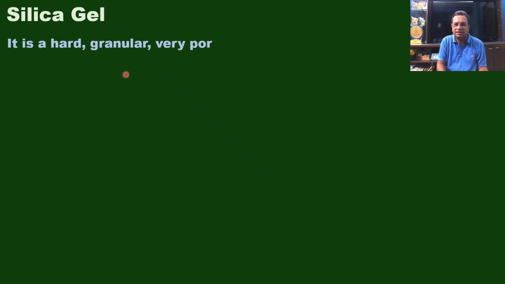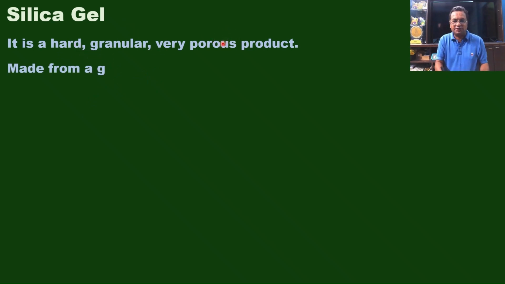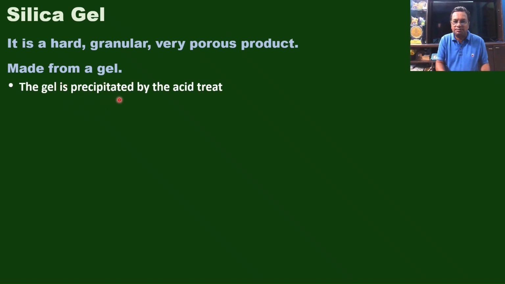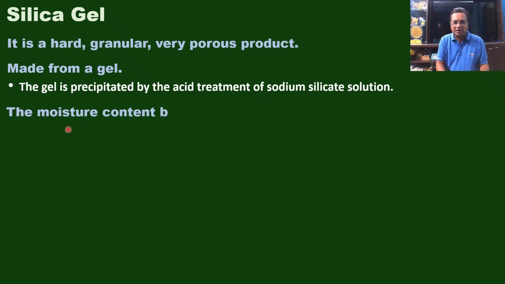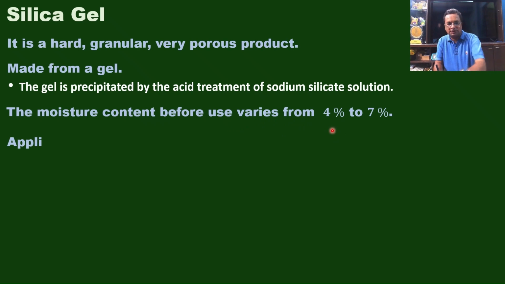And then you have silica gel. It is a hard, granular, very porous product. It is made from a gel. What is this gel? The gel is precipitated by acid treatment of sodium silicate solutions. So sodium silicate solution is treated with acid to get this gel, and this gel is then used to make silica gel. The moisture content before use can vary from 4% to 7%.